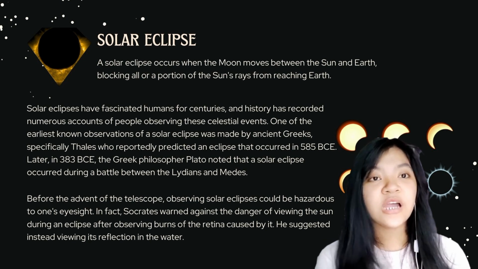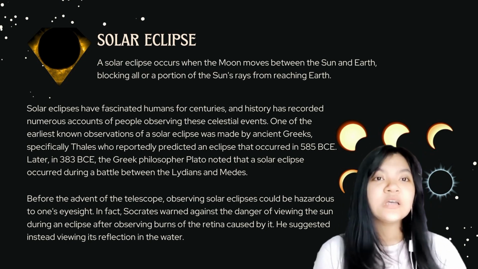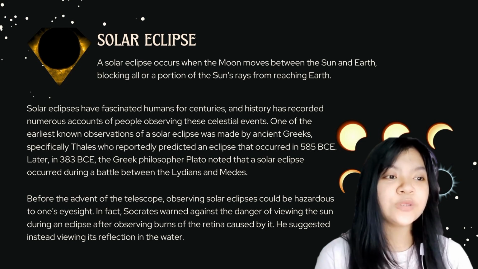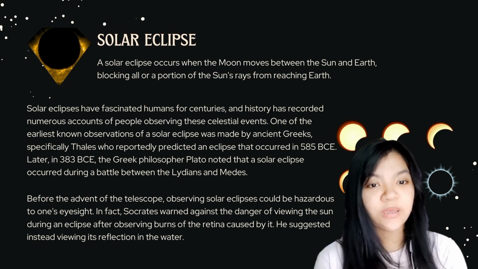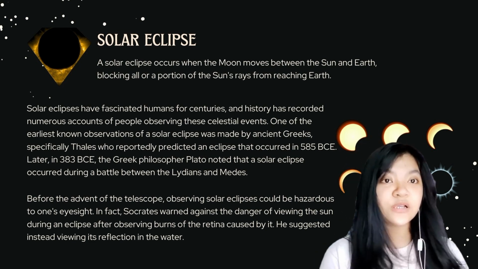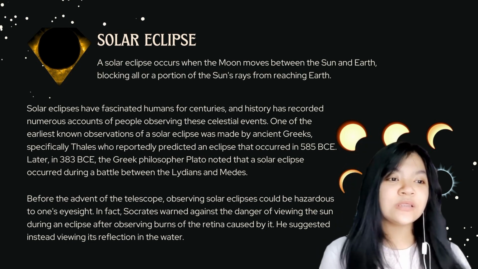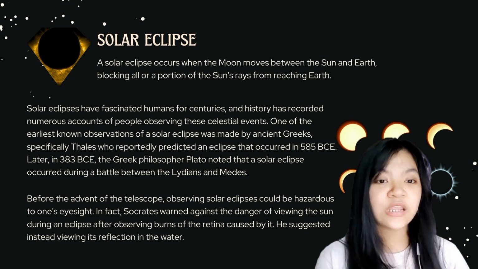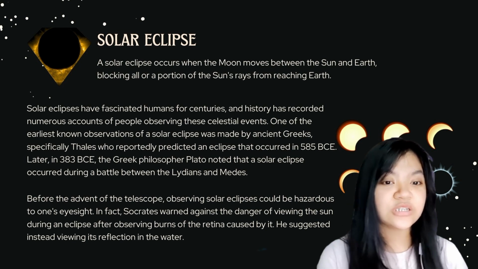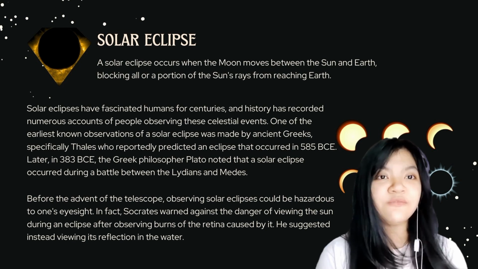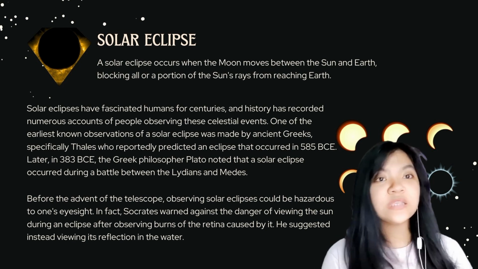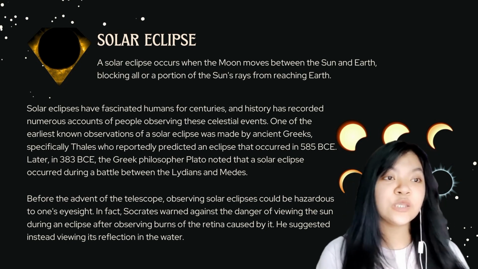Later, in 383 BCE, the Greek philosopher Plato noted that a solar eclipse occurred during a battle between the Lydians and Medes. Plato is a philosopher, right? So he noted that the solar eclipse happened during a battle between the Lydians and Medes. The Lydians were the Anatolian people living in Lydia, and the Medes were an ancient Iranian people.